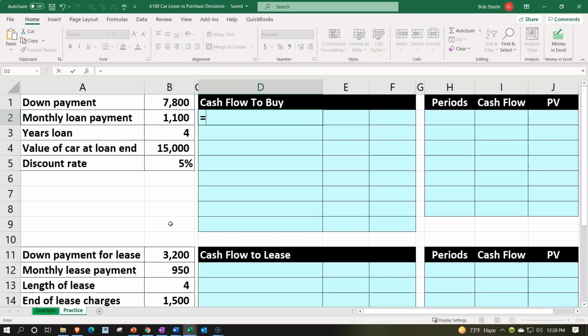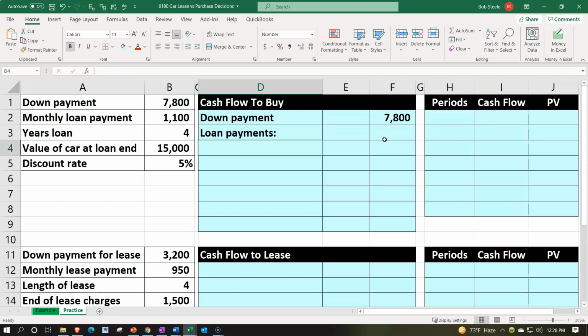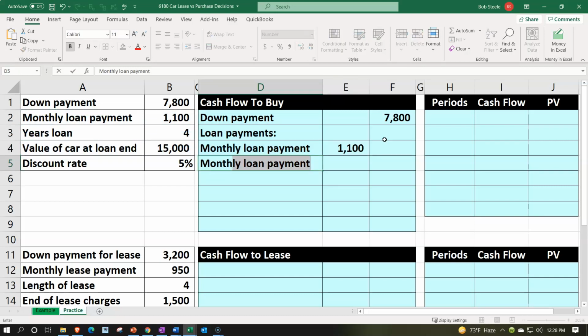So the down payment, we had to pay the down payment, is going to be equal to, let's put that into the outer column here. Down payment was $7,800, and then we had loan payments. If we just think about the payments themselves, we will be making monthly payments of the $1,100 for the number of months total. There's 4 years, so we're going to have 4 times 12 months in a year. That gives us 48 months total.